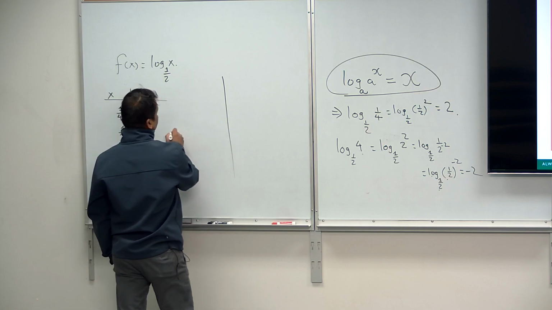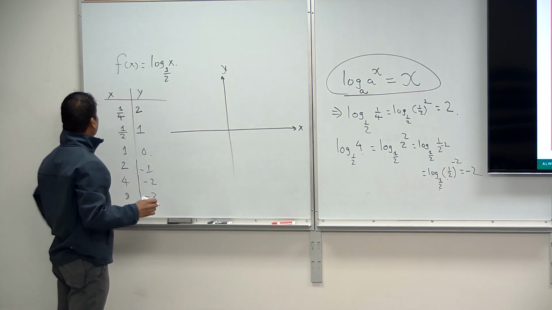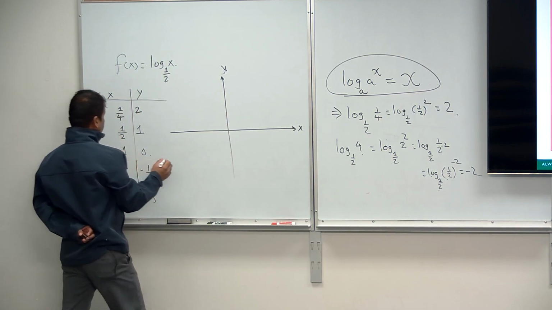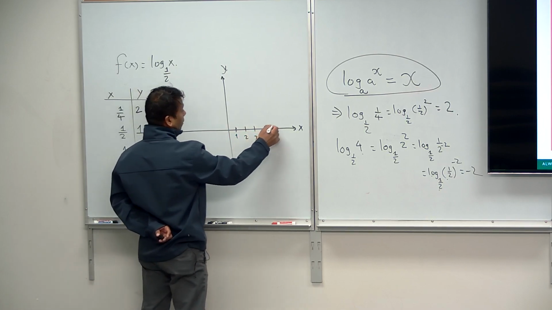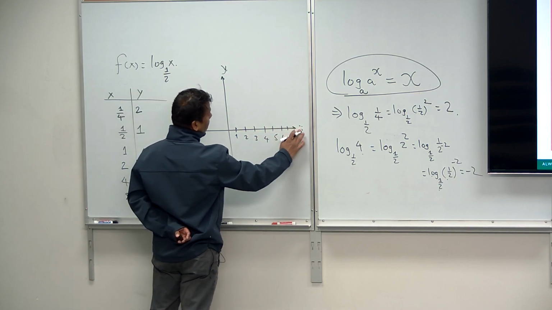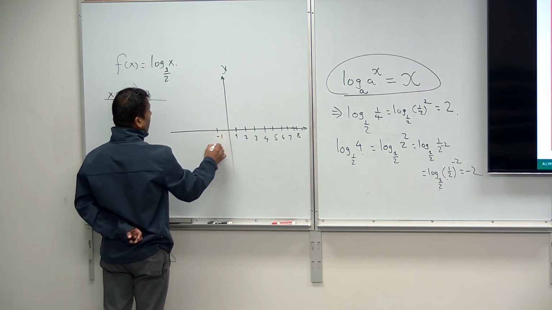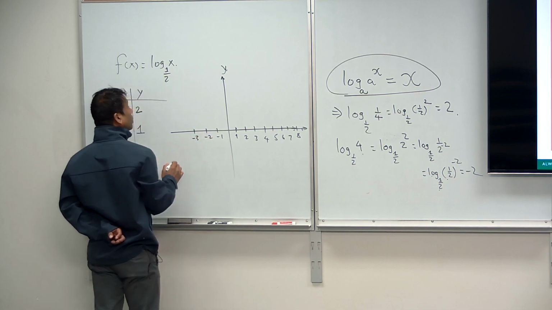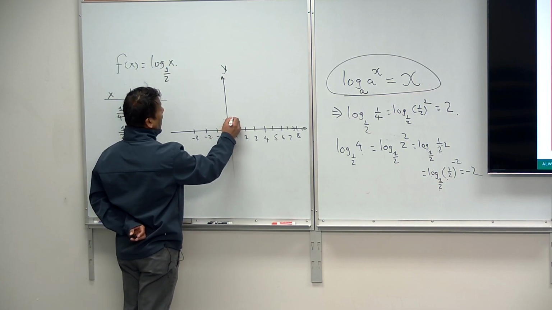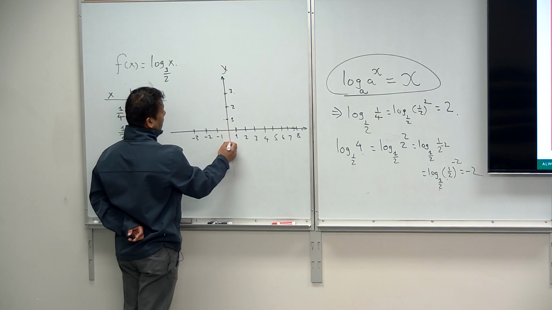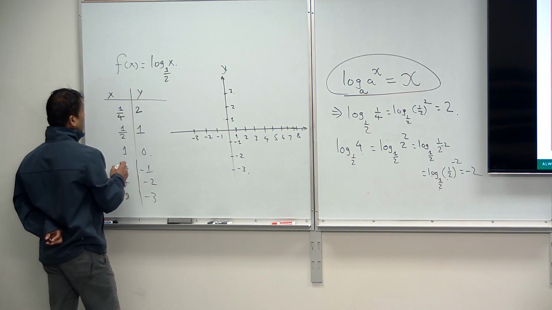So this is your x-axis, this is your y-axis, and you plot these points. So let's say this is your 1, 2, 3, 4, 5, 6, 7, and this is 8, okay? And then you have -1, -2, -3, and so on. So you have 1, 2, 3, -1, -2, -3. So let me plot the point 1/4, 2.